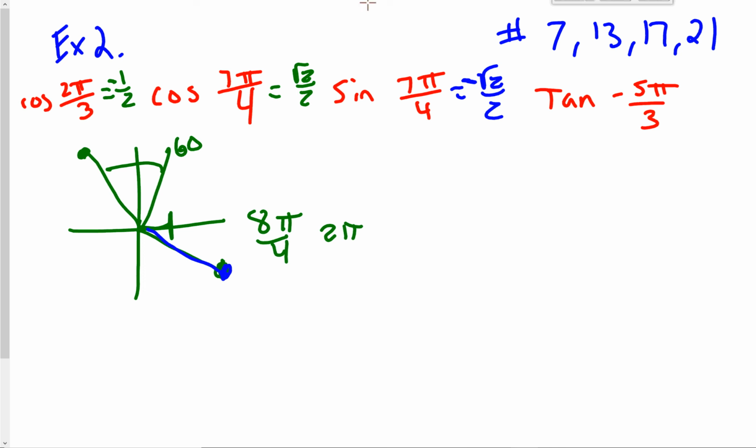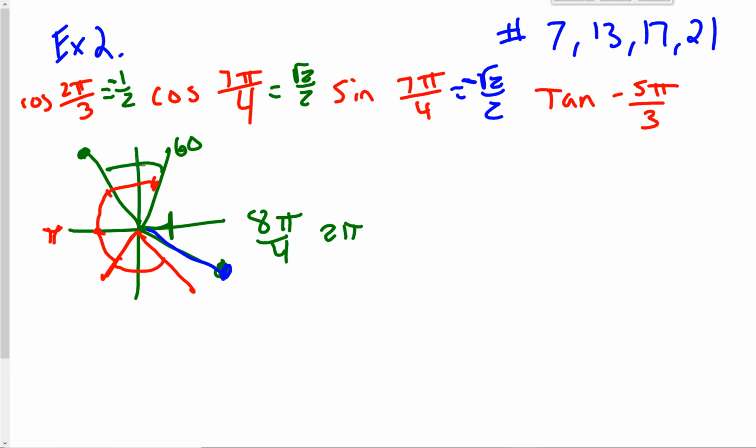Negative 5 pi thirds: I'm just counting by thirds. This will be 1/3 because I'm going negative, so I'm going down. 2/3, 3/3. 3 over 3 would be 1, right? So that'd be pi. 4/3, 5/3. So I'm at a 60-degree angle.